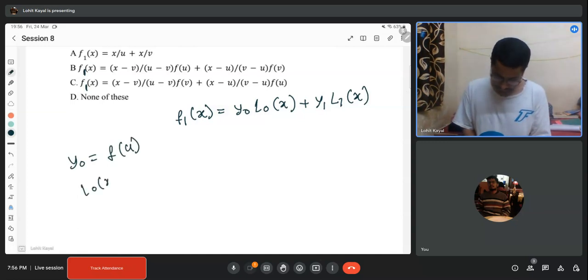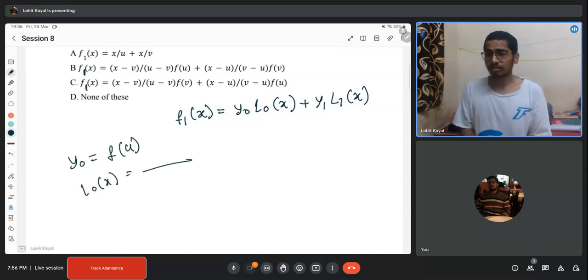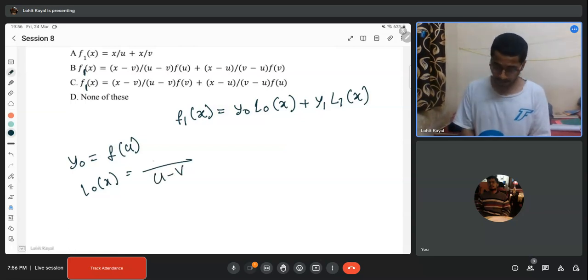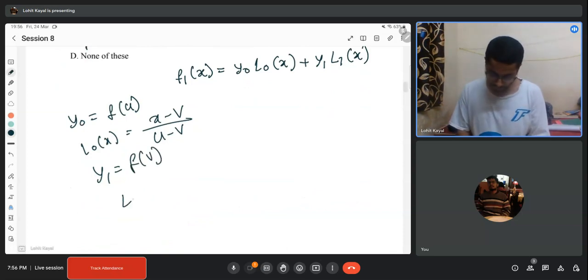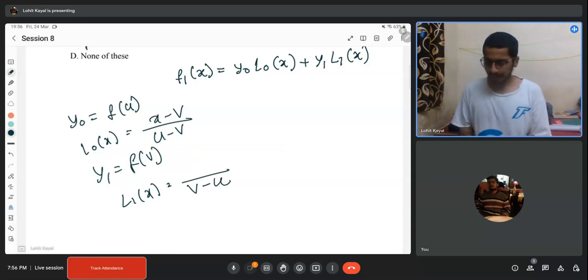And L0 of x, in the denominator it will be x naught minus x1. That means u minus v. And in the numerator it will be x minus v. Similarly, y1 will be your f of v, and L1 of x will be, in the denominator, x1 minus x naught, that is v minus u, and in the numerator it will be x minus u.